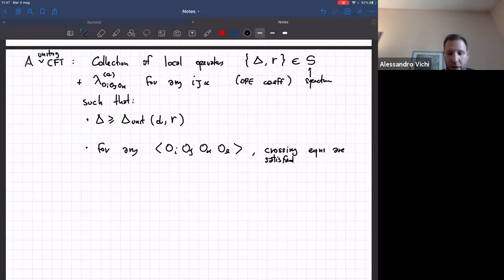Okay, so the question is, which choice of spectra and OPE coefficients define a consistent theory? Which choice of dimension, representation, and lambda are consistent with this condition?